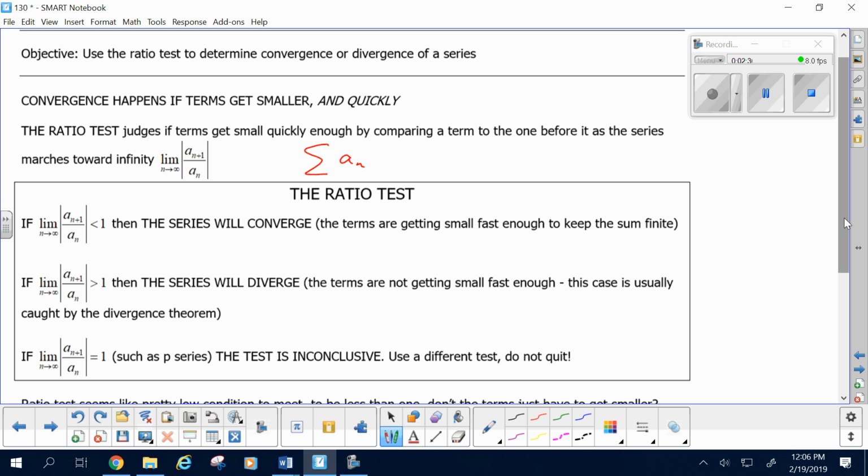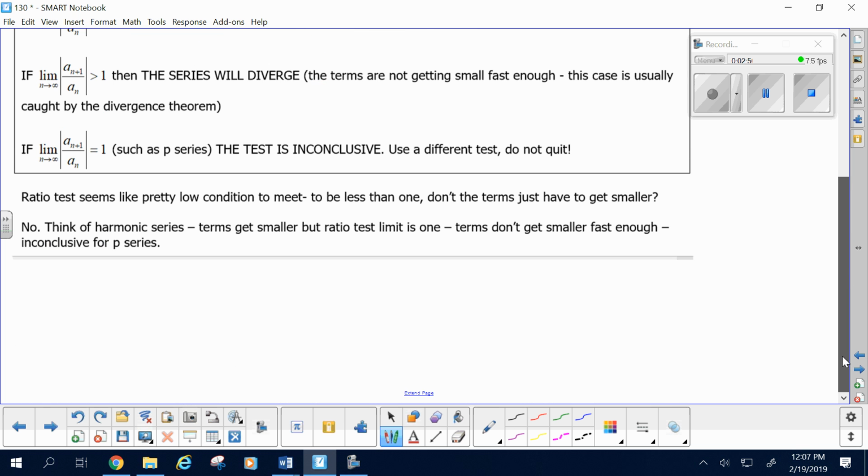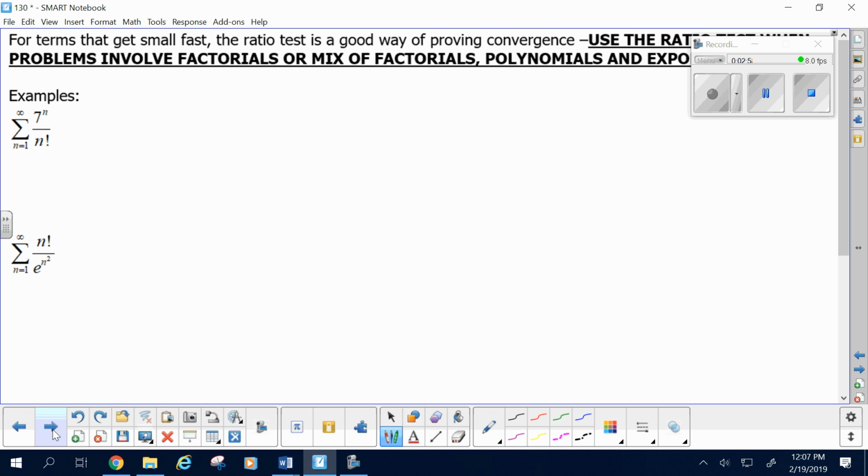The bummer is when the ratio comes out to equal 1, which might happen in the harmonic series. Then it's an inconclusive test. It doesn't really tell you how they grow in comparison to each other, and so you have to use some other tests. All right? So when do you use this? Well, if you have a problem with either exponents or factorials, or a mixture of both, then the ratio test works really, really nicely. Let me give you an idea of what this looks like.